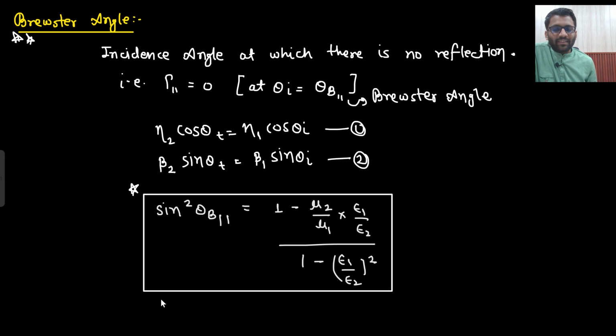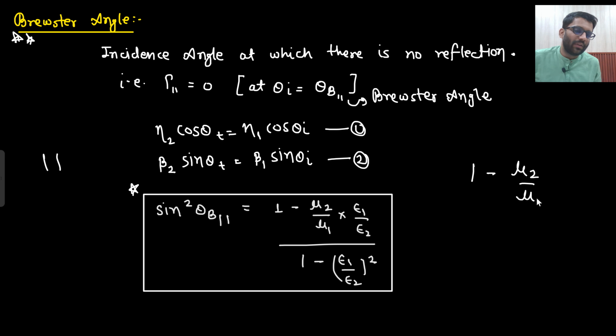How do I remember it? Look, this is your parallel polarization. From parallel, if I ask you to make epsilon, it will be tough. But if I ask you to make mu, you can make it very easily. So your formula will start from mu. 1 minus mu 2 by mu 1. If here 2 by 1 is coming, so certainly here 1 by 2 would come. Then whatever you have written here, that will come downward. Epsilon minus epsilon. This is how I remember.